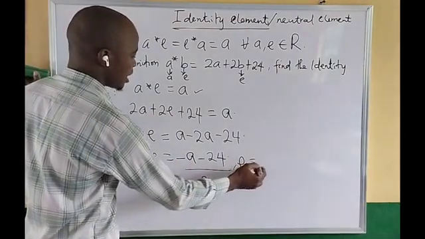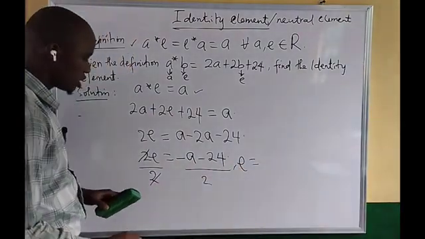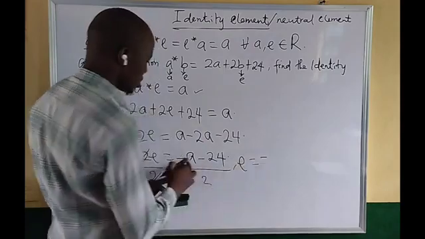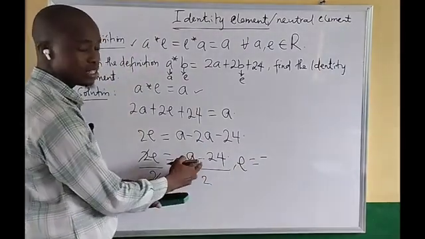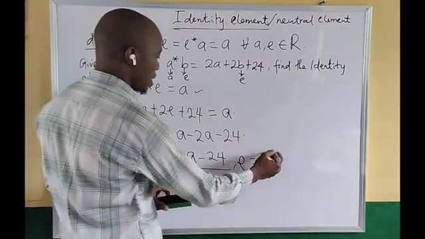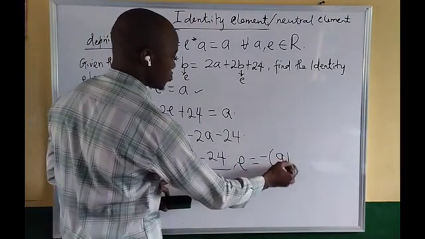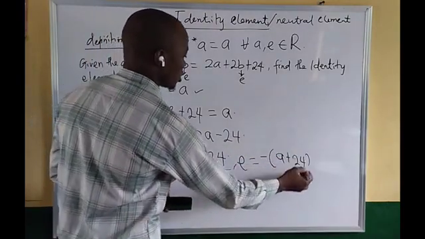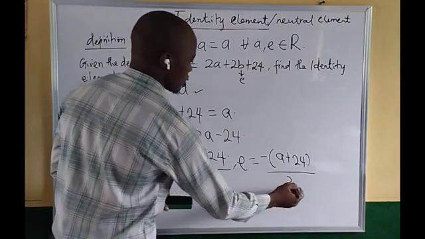So we have our identity element, or neutral element, E, equal to minus. From here, we can factorize this minus out. We have minus, then we have A inside, plus 24, then divided by 2. Are you getting it now?